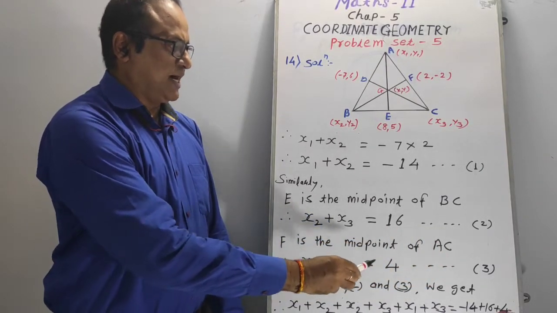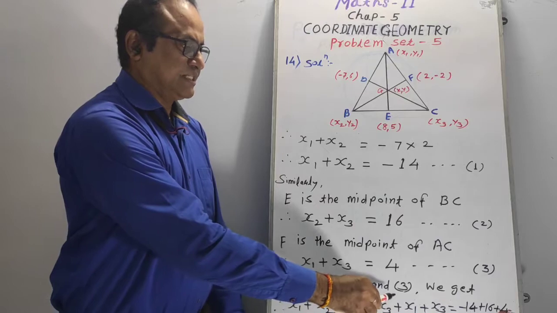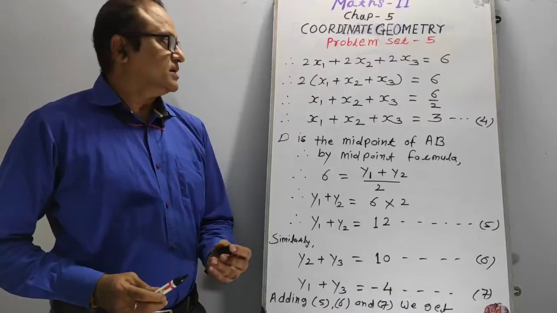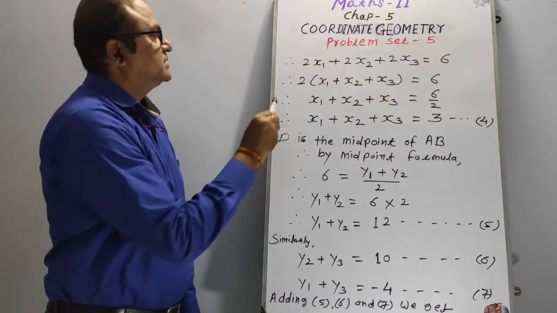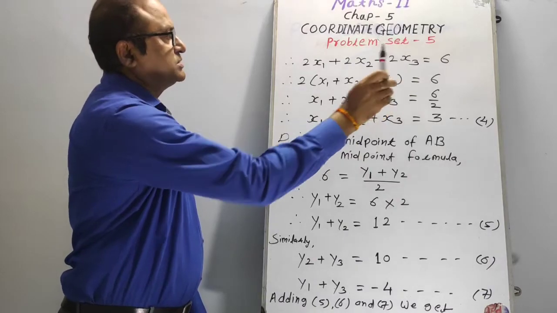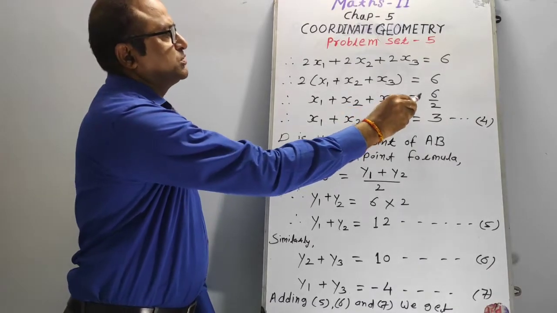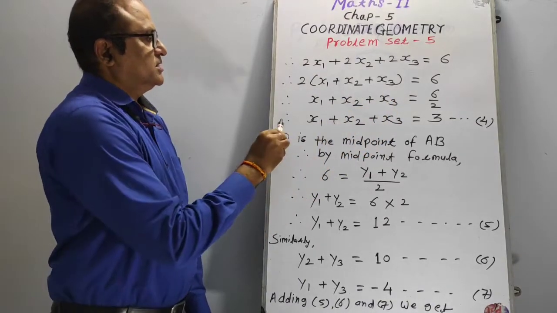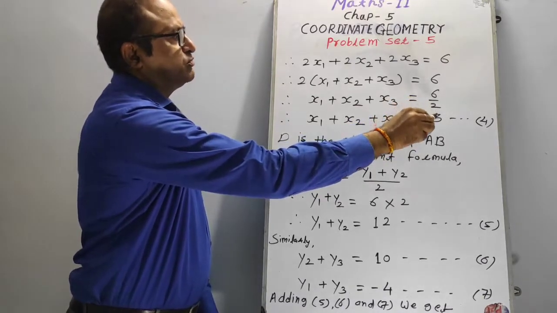Adding equations 1, 2 and 3, we get x1 plus x2 plus x2 plus x3 plus x1 plus x3 is equal to -14 plus 16 plus 4. Therefore, 2x1 plus 2x2 plus 2x3 is equal to 6. Therefore, 2 into (x1 plus x2 plus x3) is equal to 6. Therefore, x1 plus x2 plus x3 is equal to 6 divided by 2, which is equal to 3.